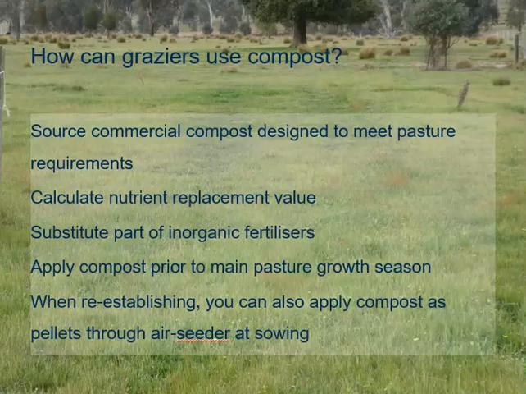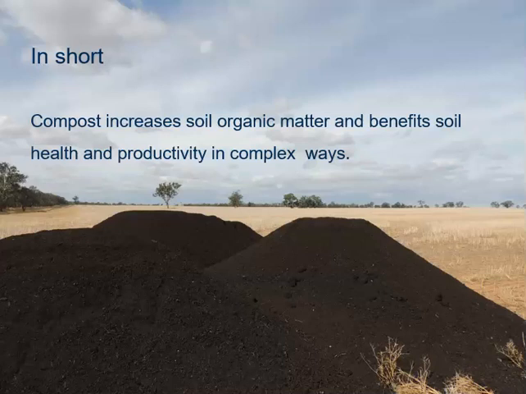There are many commercial composters producing sufficient quantity of compost. This can be tailored to suit crop requirements. This value-added compost can be used to replace part or all of the pasture nutrient requirements. Compost can be applied prior to pasture establishment, annually prior to growing season, or in line with a routine fertilizer program. In addition, pelletized and granular forms of compost are becoming available to be applied through an air seeder when sowing, simplifying and reducing spreading costs. In short, compost increases soil organic matter and benefits soil health and productivity in complex ways.